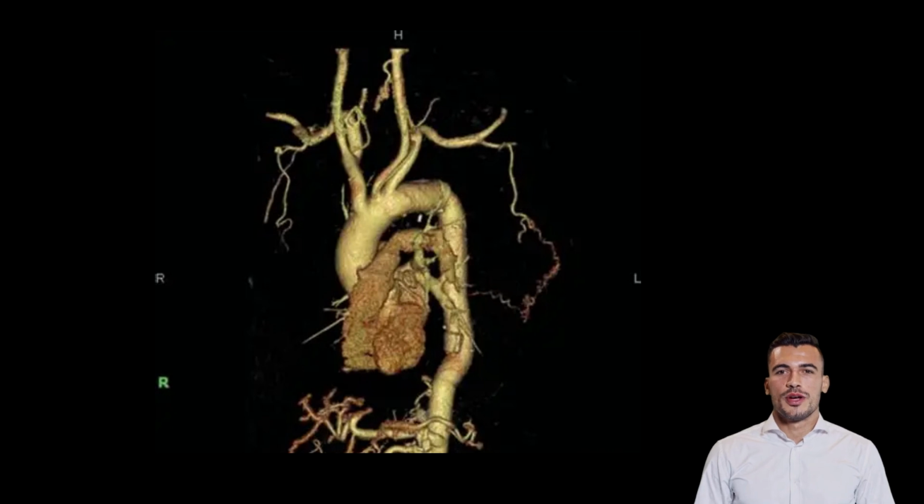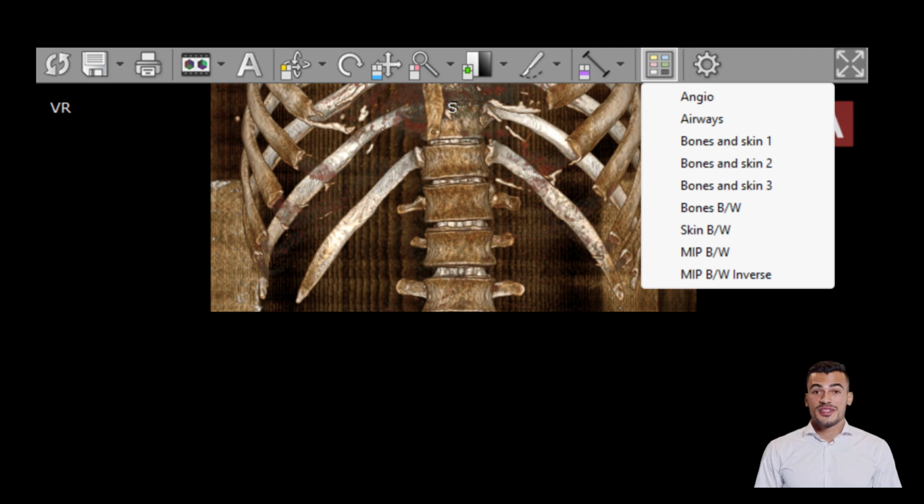This is a volume-rendered 3D CT of the chest vessels. It beautifully shows the aorta and major branches in their true spatial relationships. VR helps in vascular mapping, aneurysm evaluation, and surgical planning. Several presets are available in the DICOM viewers to choose from that can help us create different volume-rendered images as shown in the figure above.